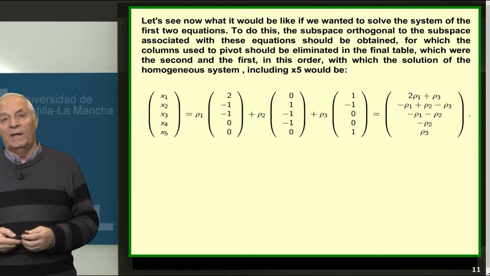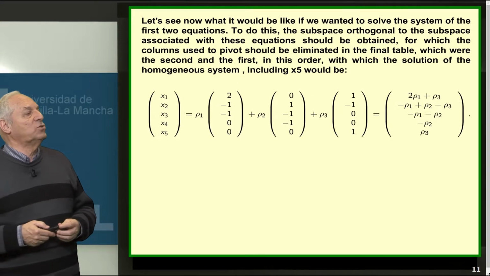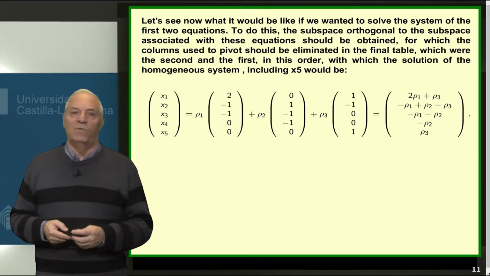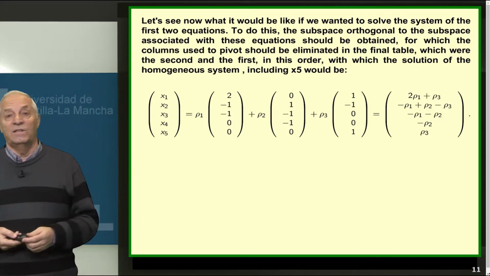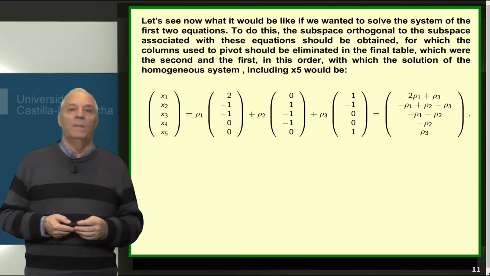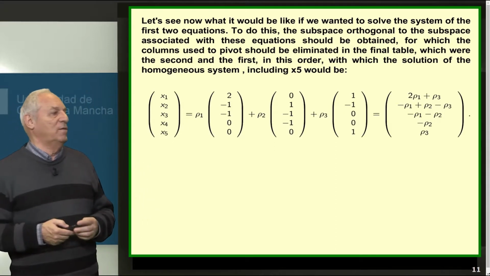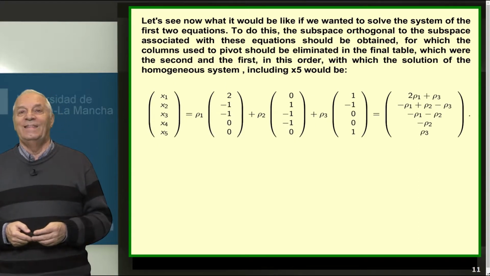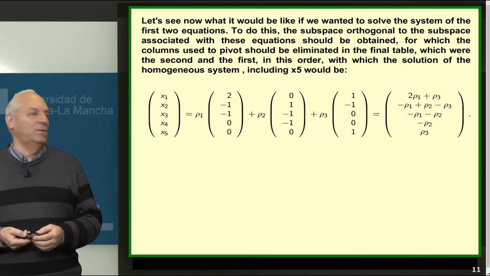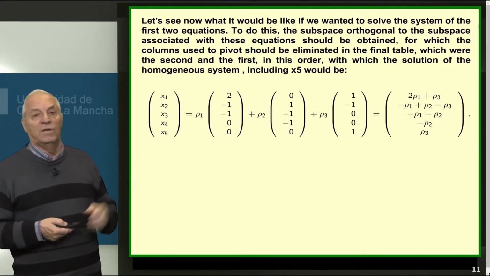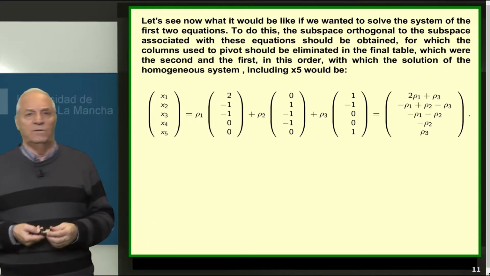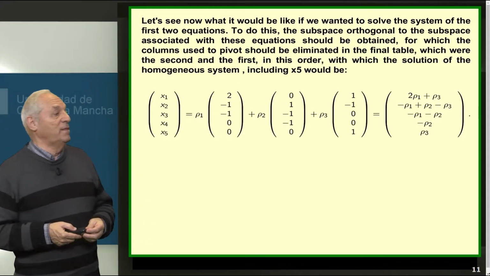Let's see now, to clarify things more, what would we do if we wanted to solve the system formed by the first two equations? If we want to solve the system formed by the first two equations, we have to eliminate the pivot columns that we have used for pivoting with those two equations. Then we have 3 columns left. There we have then that the solution of the homogeneous system x1, x2, x3, x4, x5 is a linear subspace of dimension 3, because three basic vectors remain.